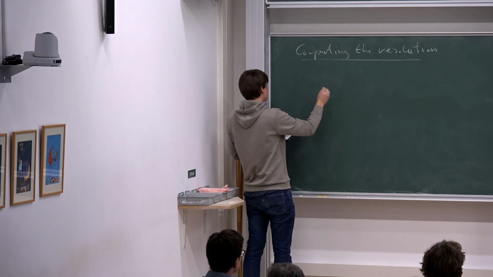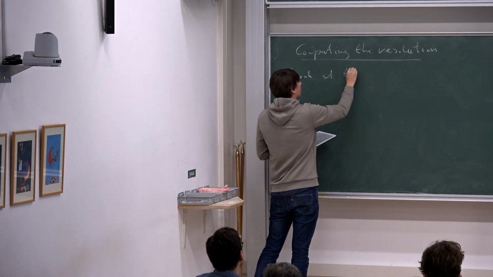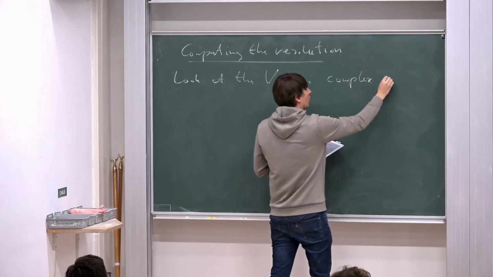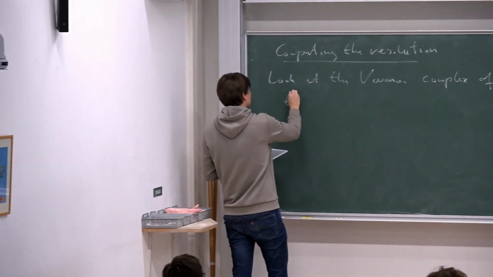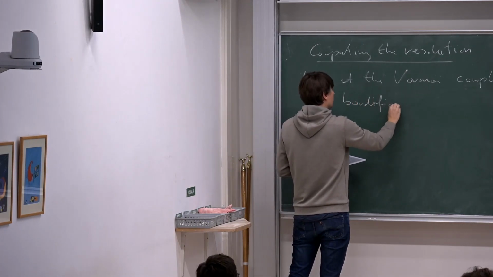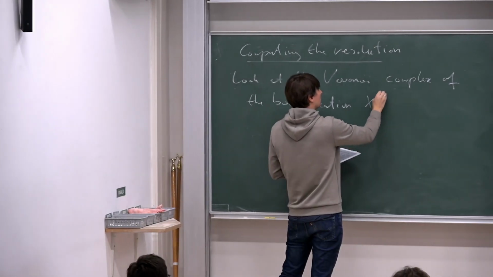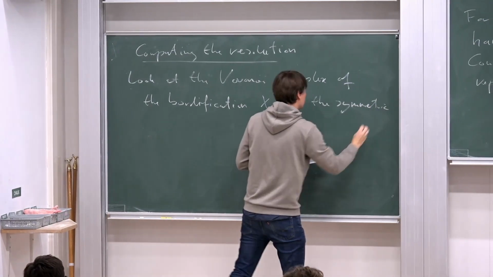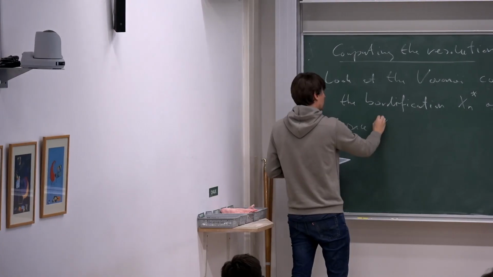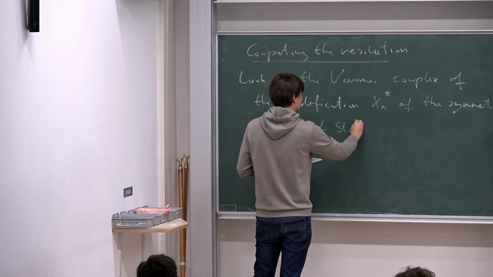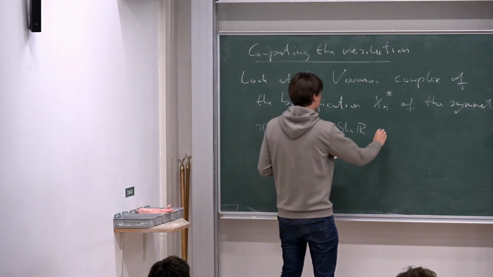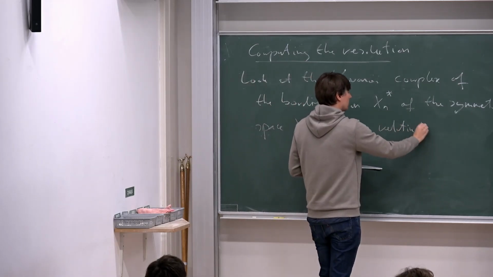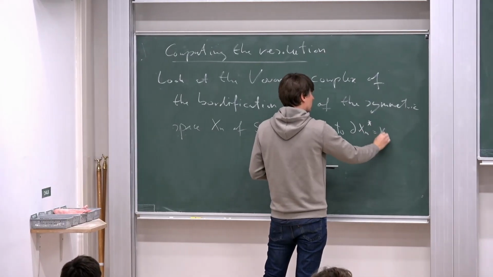The way it goes is that we look at the Voronoi complex of the bordification X_n star of the symmetric space X_n, relative to its boundary, the boundary being the bordification take away the symmetric space.